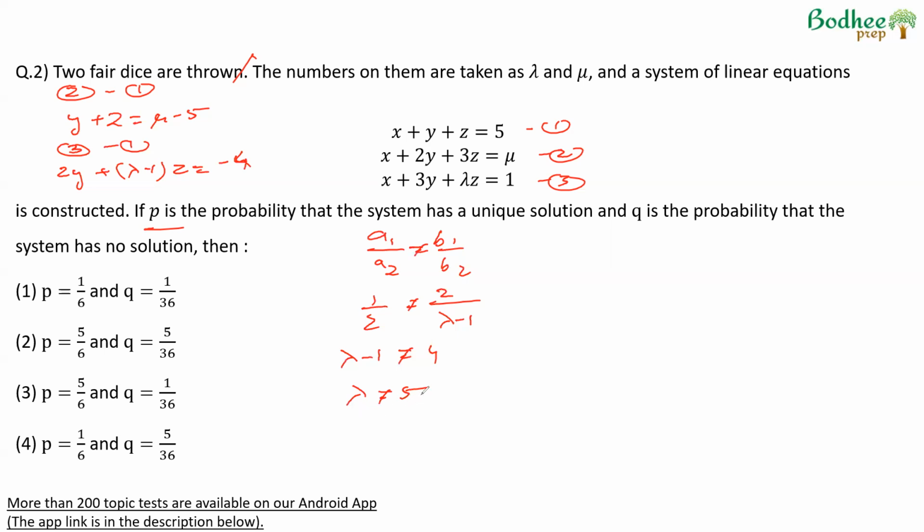The probability that lambda is not equal to 5 will be 5 by 6, because we are getting this from a throw of a dice. It should not be 5. It could be any one of the other 5 numbers. So for a unique solution, we get P is equal to 5 by 6.